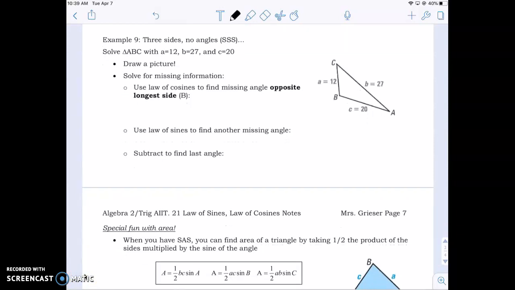So here we have a different scenario. We're going to find the missing angle opposite the longest side. Now, I don't know why they went ahead and told us that. They shouldn't have, because I've got eyebrows and eyeballs. That was weird. So that's my longest side. That means I'm going to find this angle here. So I'm looking for angle B.